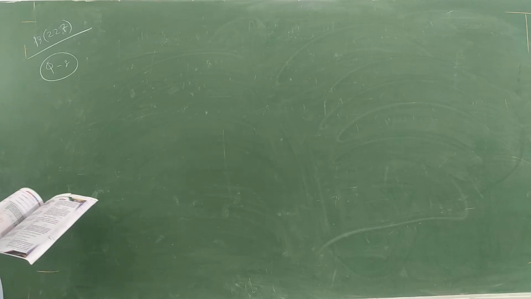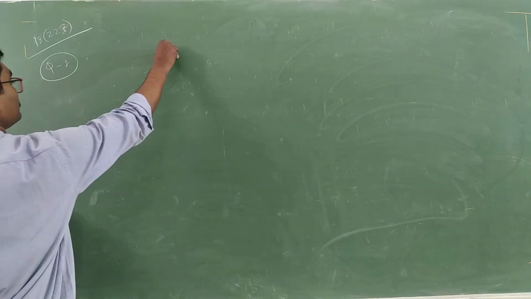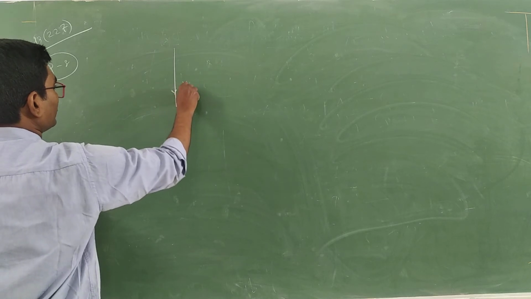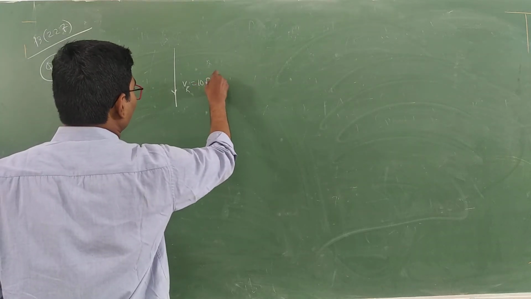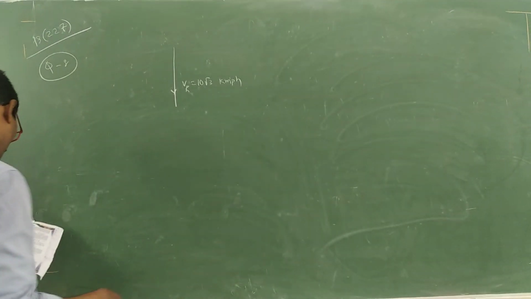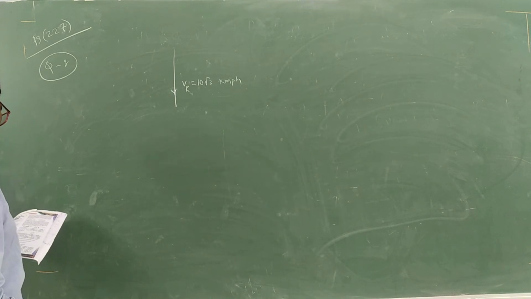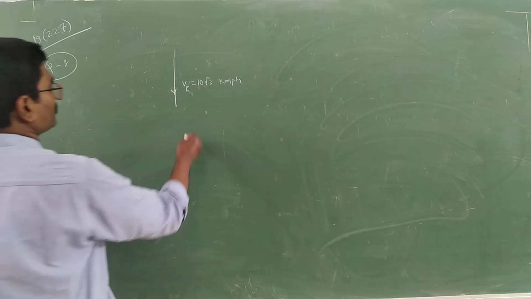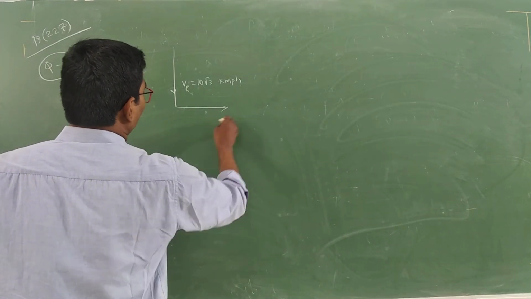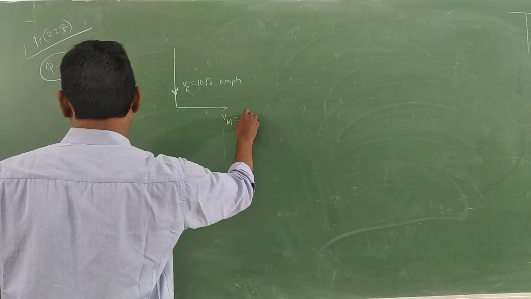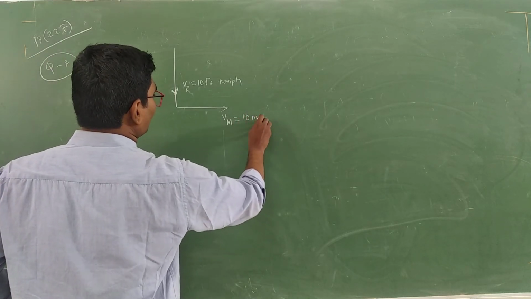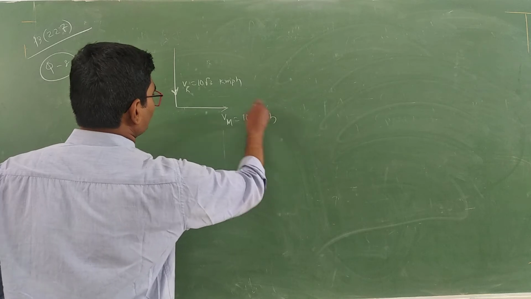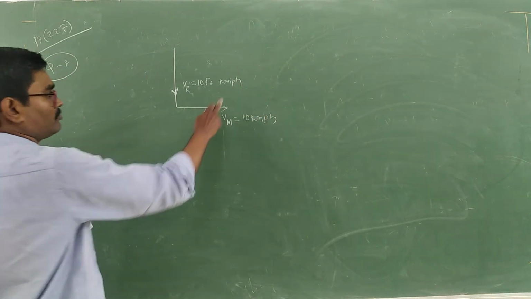Question number 8. Rain is falling vertically at a velocity of 10 root 3 kilometer per hour. The man is running at a speed of 10 kilometer per hour. The angle with the vertical at which he should hold his umbrella is? Suppose he is going in this direction with a velocity of man equal to 10 kilometer per hour. Both are in kilometer per hour, so the units are the same.